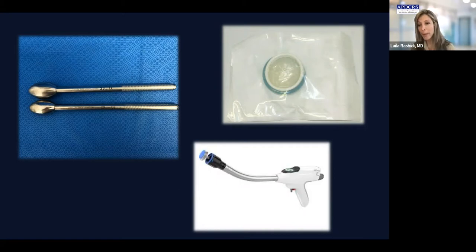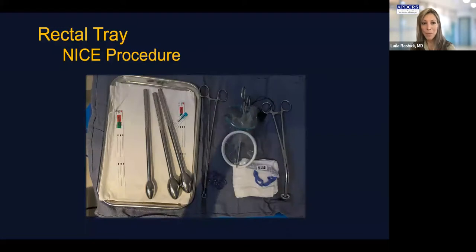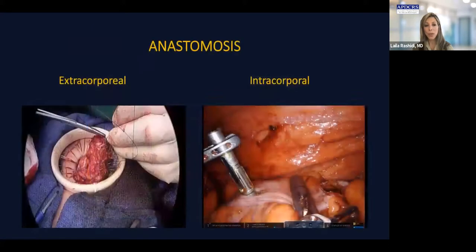It depends which company your hospital has, so there's no difference between them. When I'm doing the NICE procedure, which is the extraction from the rectum, this is my setup. Pretty much, I have a Coker, which is attached to that wound protector. I've got my anvil, our long Babcock, and the EEA dilators. So those are the things.